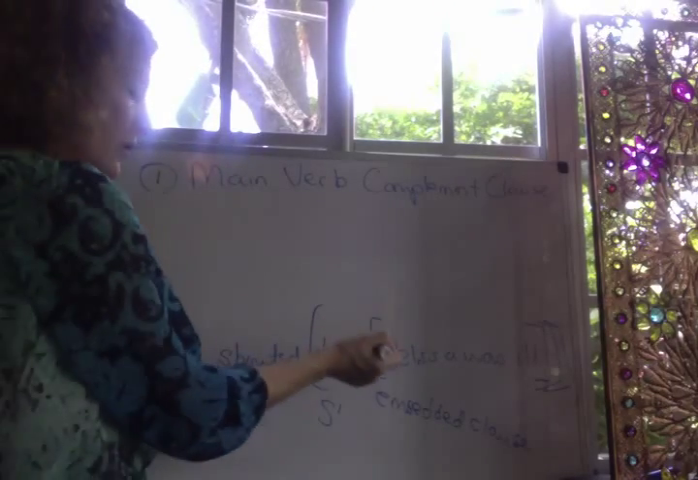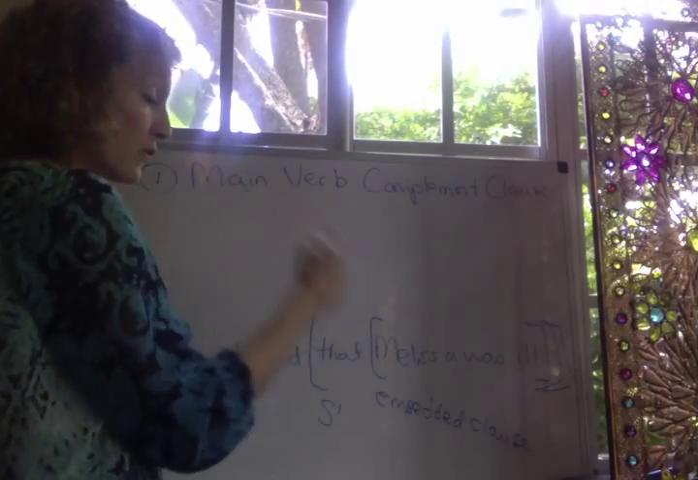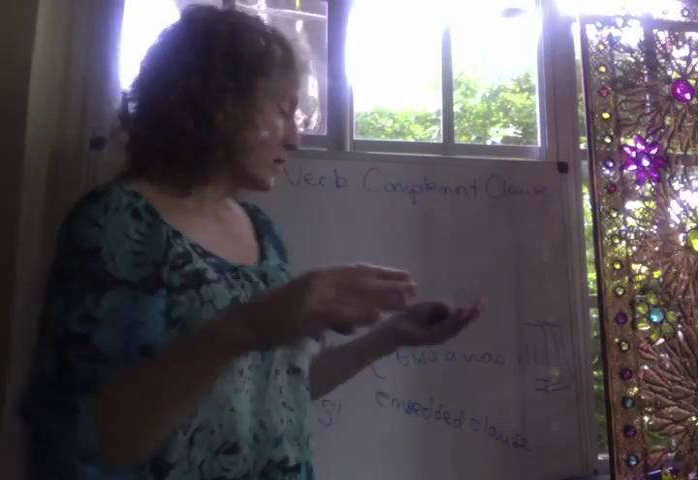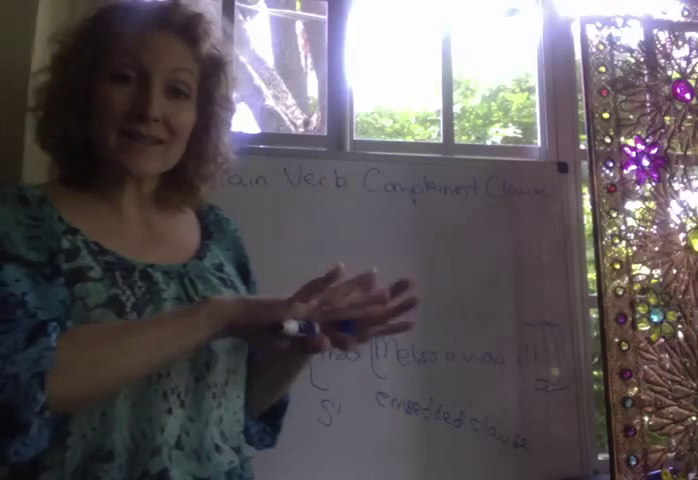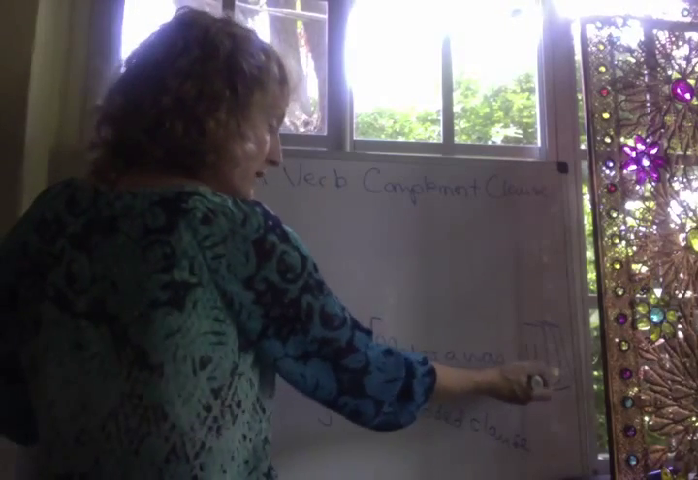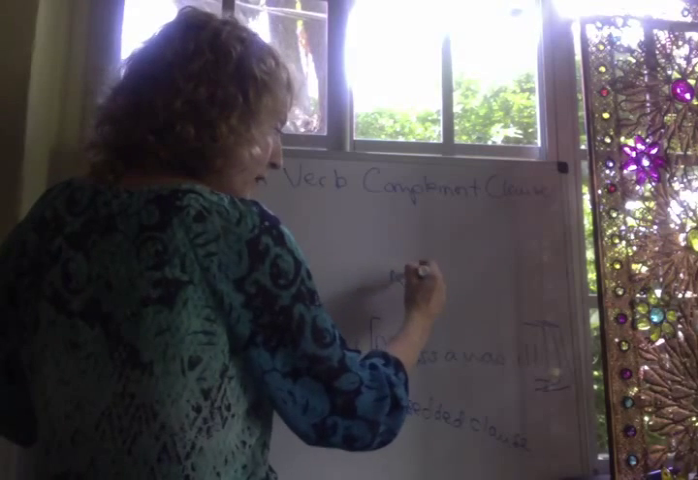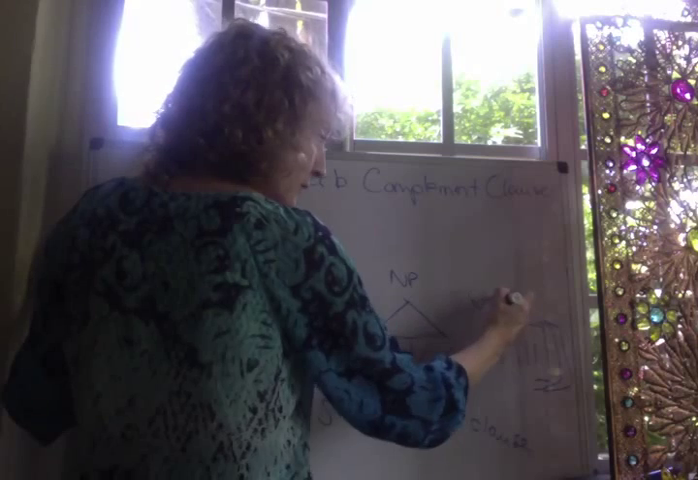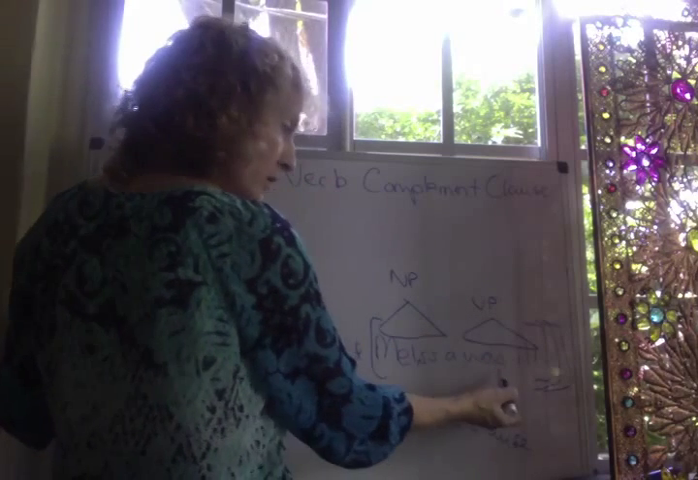So let's see how we're going to provide the structure for the sentence. You're going to first look at the structure of the embedded clause, and it's identical. So just pretend that it's the main clause. Do exactly the same structure that you would do for any main clause. So you have Melissa was ill. You're going to provide noun phrase, subject with Melissa. The predicate of the sentence is was ill.